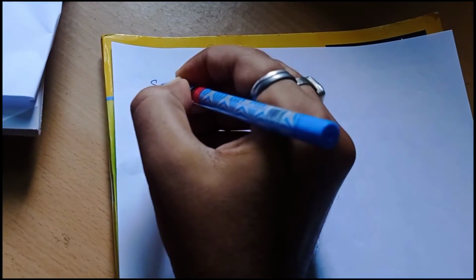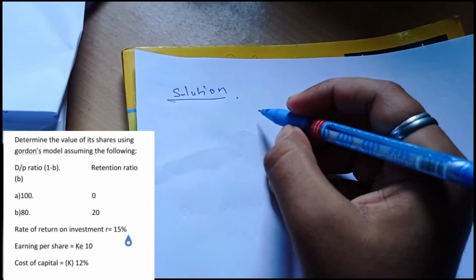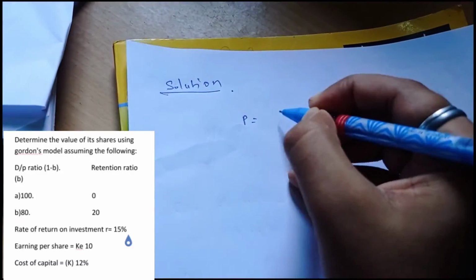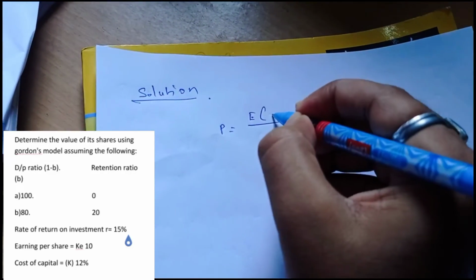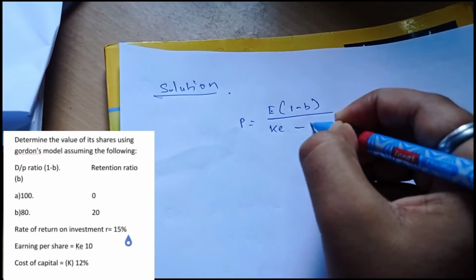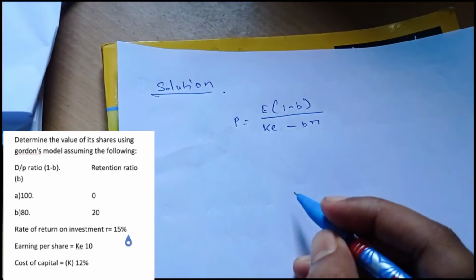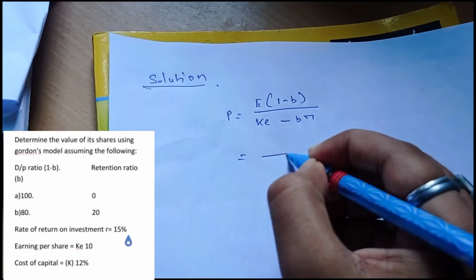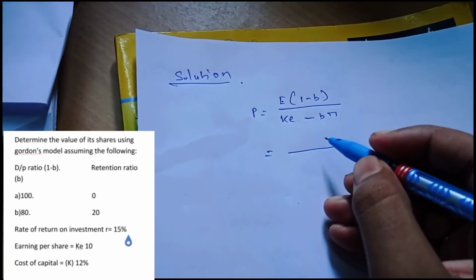now we have to write formula. First, solution. First we have to write the formula. P equal to E bracket 1 minus B over K E minus BR. Okay, first we have to put all the numbers according to formula.